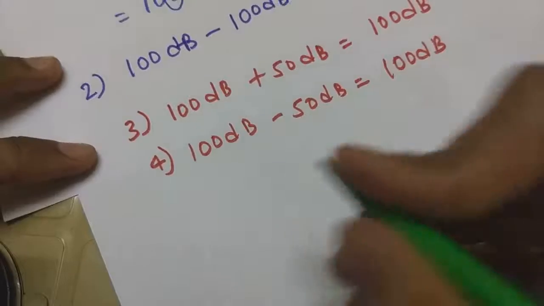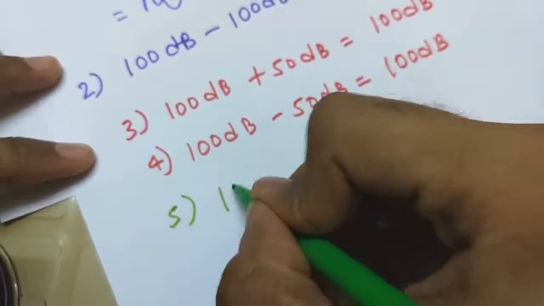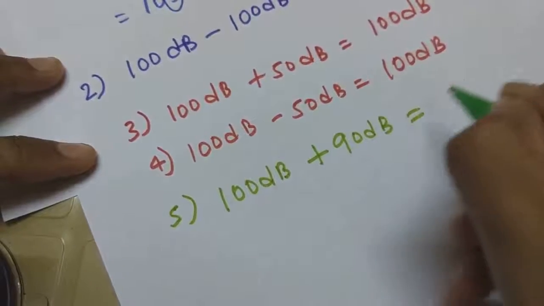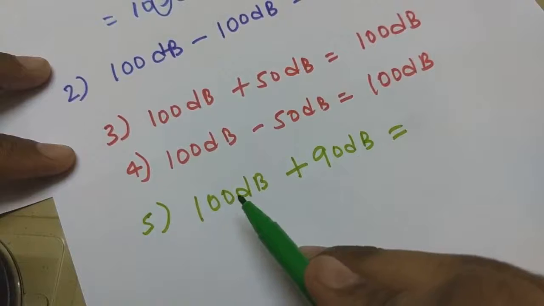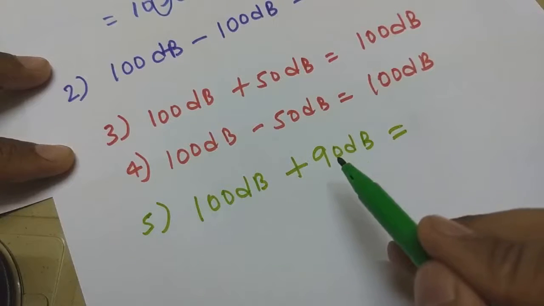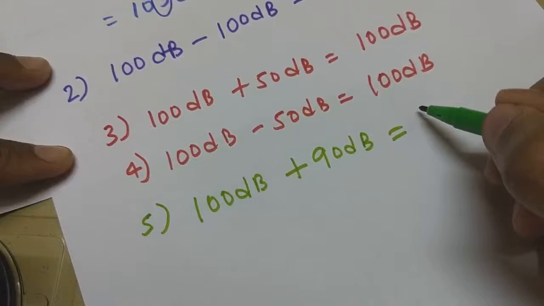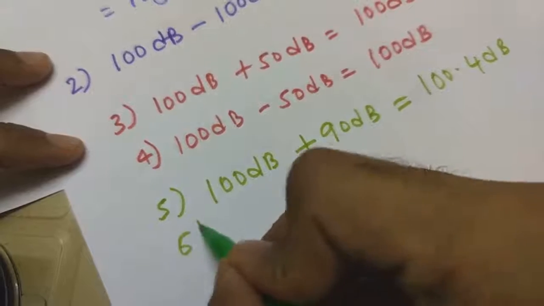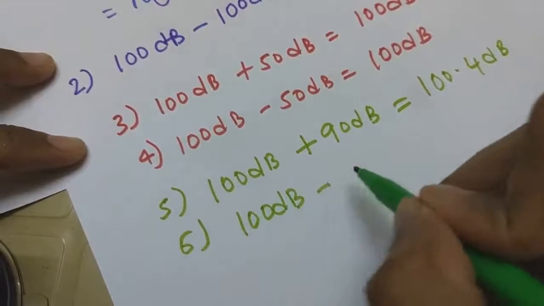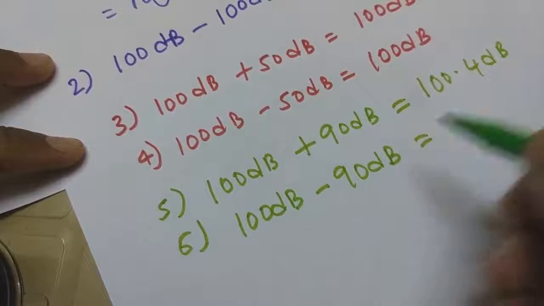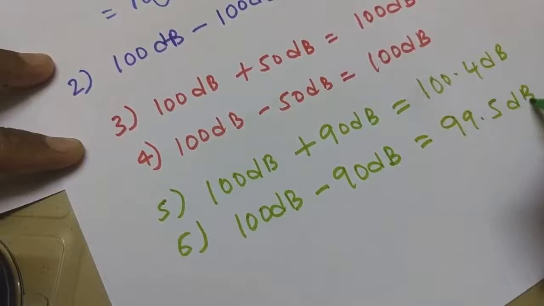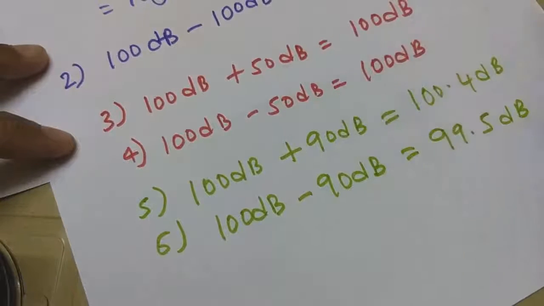Let's take another example: 100 dB plus 90 dB. The presence of a 90 dB signal in the presence of 100 dB makes very little difference. You end up getting a value like 100.4 decibel. Not much. And the other case is 100 dB minus 90 dB. The value is still not very low. It's just again 99.5 dB. You can verify these calculations by plugging in the equation that I've shown in the video.